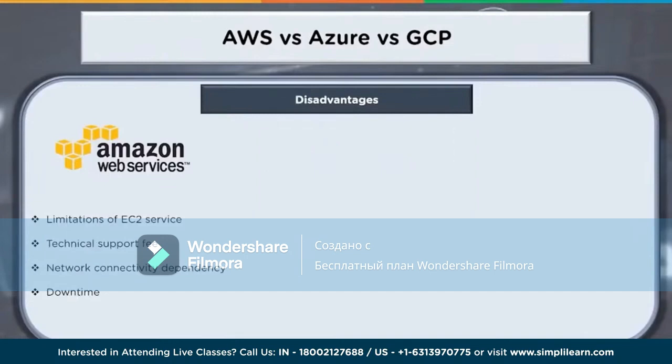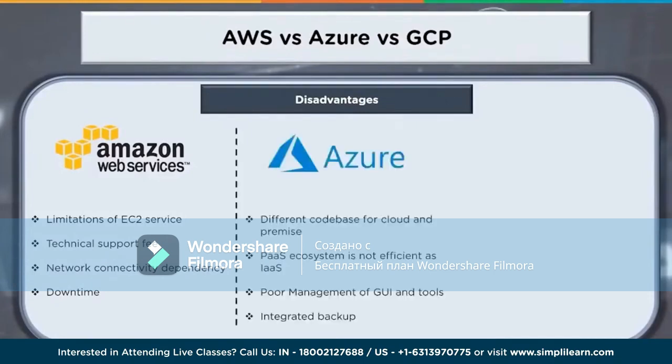When it comes to disadvantages in AWS, you have limitations when it comes to the EC2 service. Well, there are different options in the kind of machines which you can choose to work on. You have a technical support fee which is incurred, network connectivity, and then also downtime which might occur when you're migrating. Azure has a different code base for cloud and premise. Platform as a service ecosystem is not really as efficient as infrastructure as a service. Poor management of GUI and tools, integrated backup.